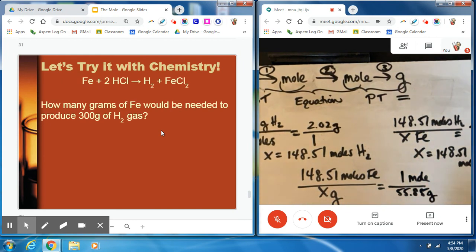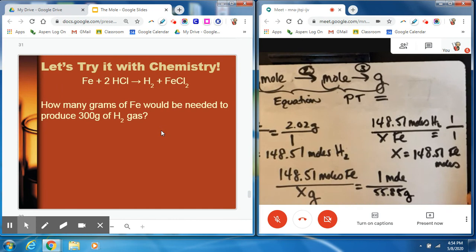And if we cross multiply and solve for x, we can see that 55.85 times 148.51 gives us a very large number. I don't know if you guys can see this. X is equal to 8,294.28 grams. And that's how much iron would be produced if we were to use 300 grams of hydrogen gas. It's a lot of hydrogen gas.